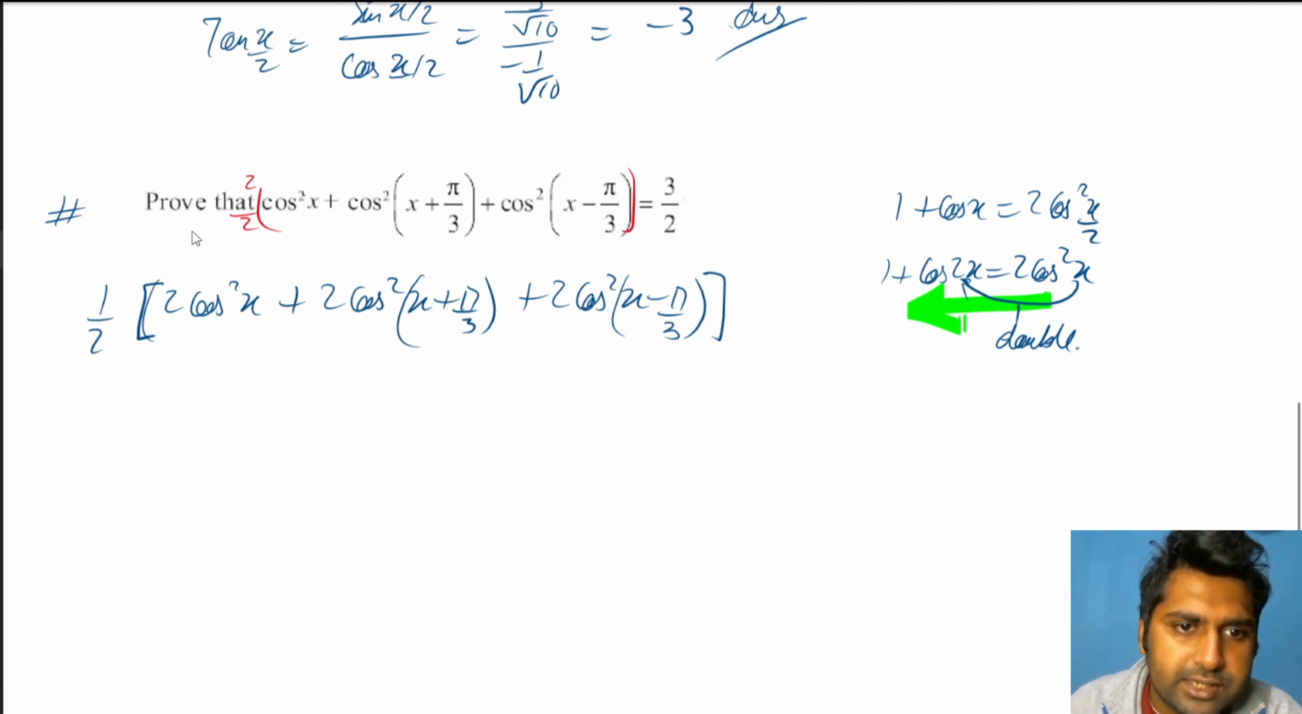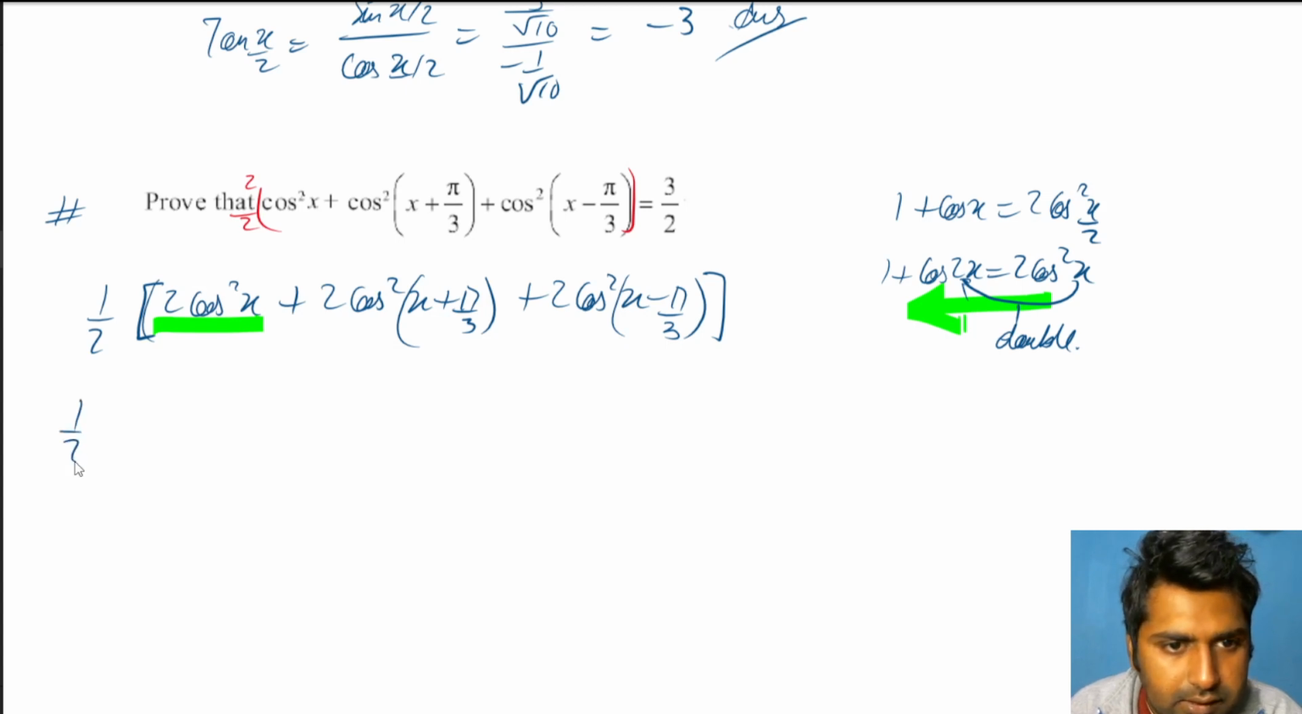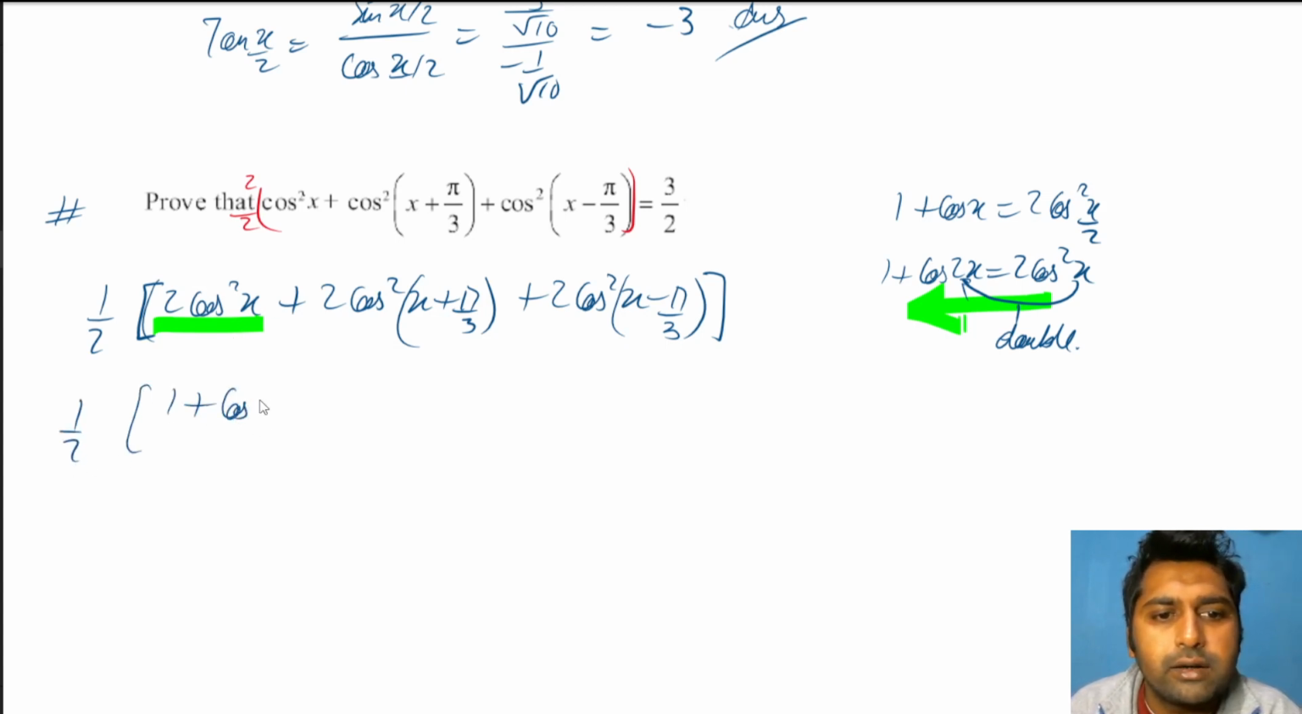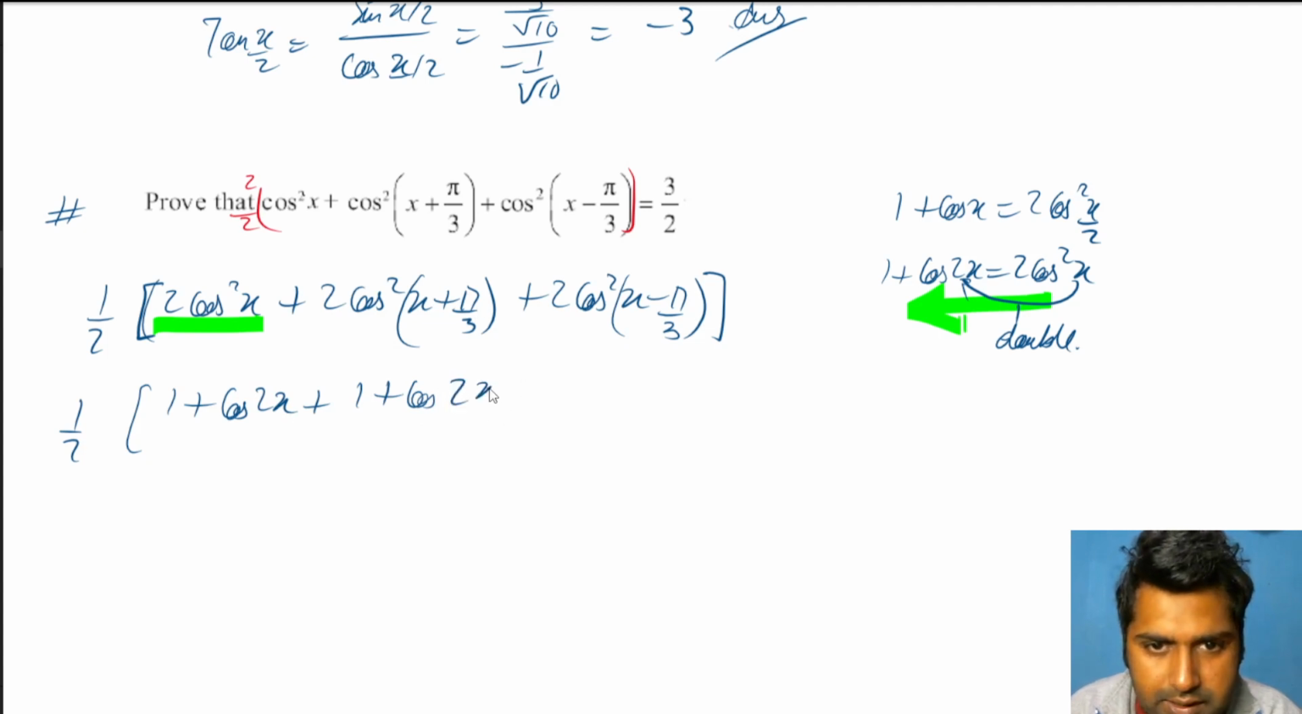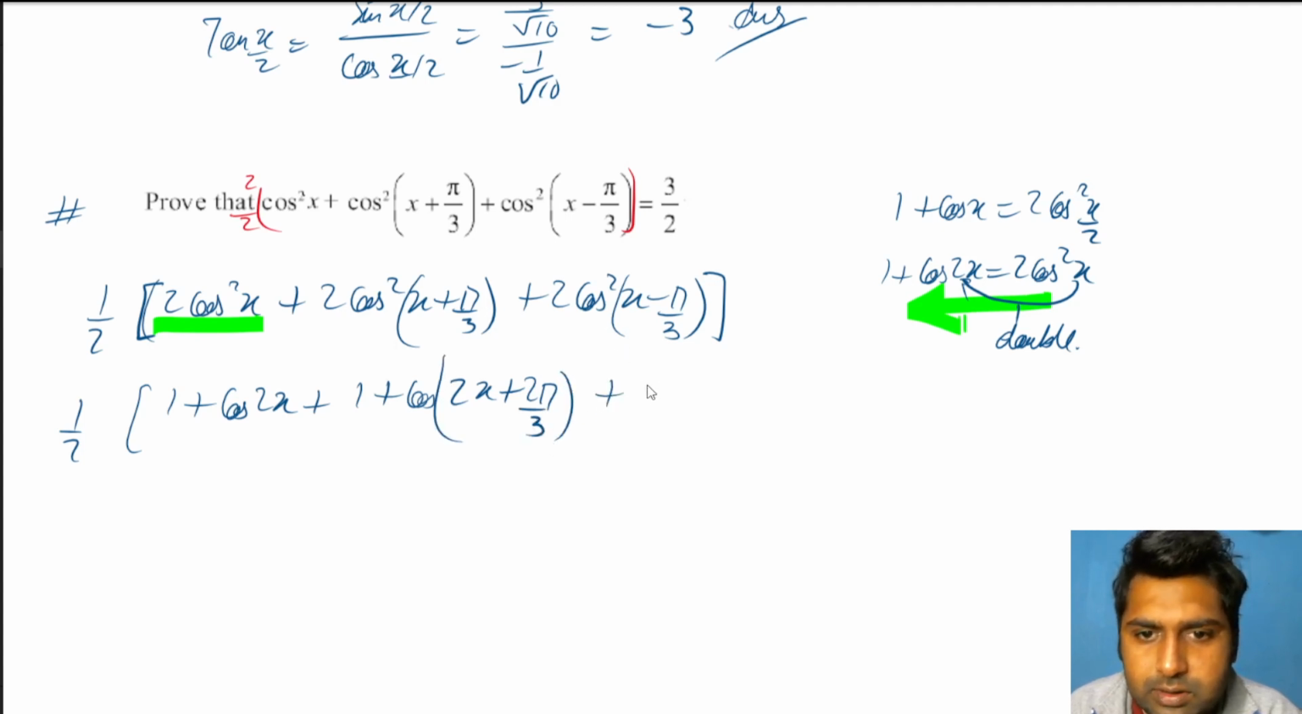Now look at this first expression itself. 2 cos square x, I can rewrite this as 1 plus cos of whatever angle is written, I will write double of it. That means 2x. 1 plus cos of whatever angle, x plus pi by 3, I'll write double of it. So 2 times x and 2 times this pi by 3, so 2 pi by 3. Similarly for this also, 1 plus cos of 2x minus 2 pi by 3.